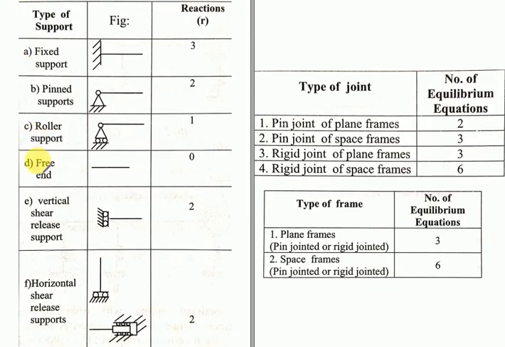I'll come back to this chart, which is very important. Please remember this. Fixed support, the total number of reactions is 3. Pinned support is also called hinged, I told you it is 2. In case of roller support, it will be only 1 because it is free to move in the horizontal direction. It will be used in bridges due to expansion and contraction. In case of free end, the total number of reactions developed is 0. For the vertical shear release support, please remember, the total number of reactions is 2. Horizontal shear release support, it will be 2. Please add up these two things.